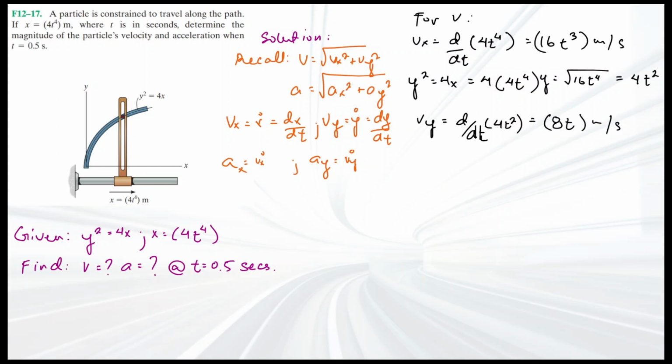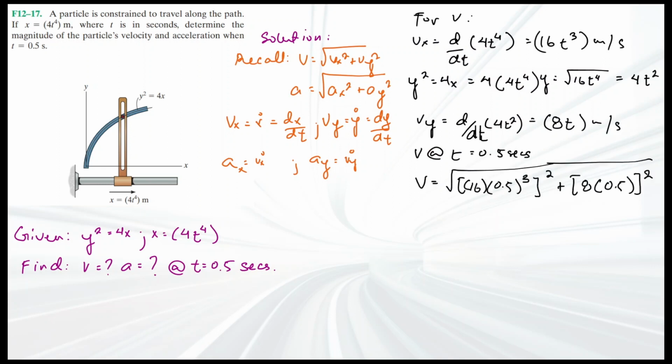Okay, and with that, we can now get the magnitude of velocity at t equals 0.5, and we will have it just like so. All we have to do is substitute 0.5 seconds here into the respective equations. So that's going to be 16 times 0.5 cubed, squared, plus 8 times 0.5, squared, and then find the square root. So we'll have about 4.4721 meters per second, or 4.47.